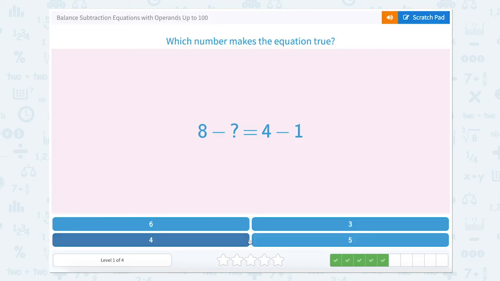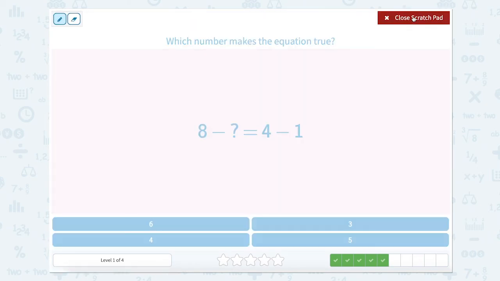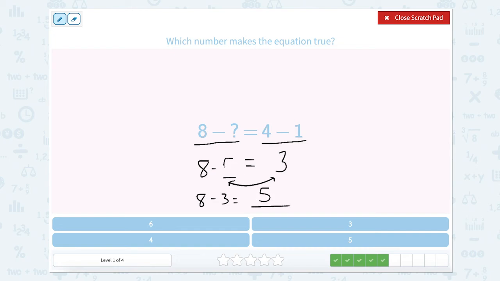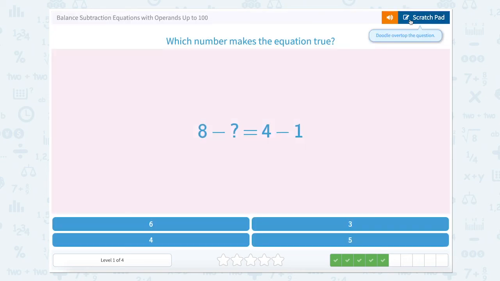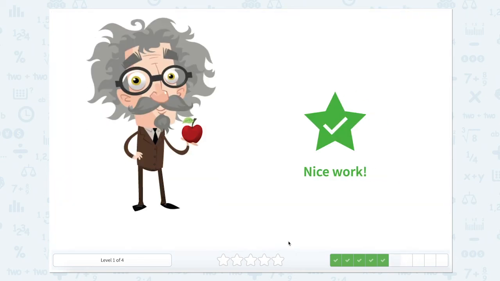Super work. So let's use the scratch pad to help us again figure out which number makes the equation true. We have 8 minus something on one side, 4 minus 1 on the other. So 4 minus 1 equals 3. So 8 minus this number gives us 3. So we can reverse the order of the numbers we're subtracting and say 8 minus 3 equals something. Well, 8 minus 3 equals 5. So 8 minus 5 also equals 3. So let's close that. Let's look for 5. There it is.